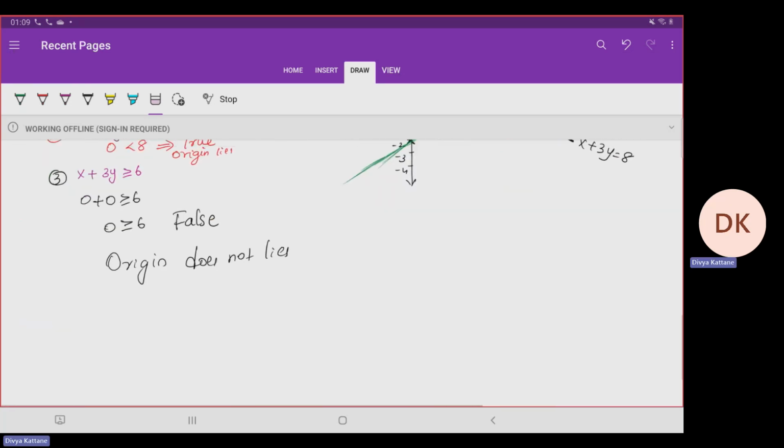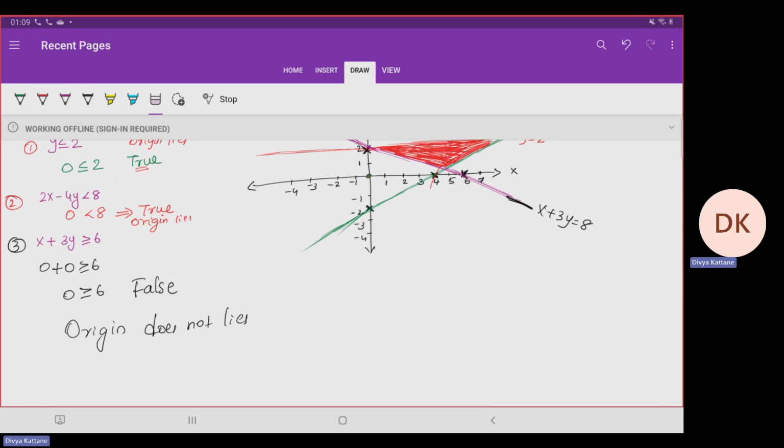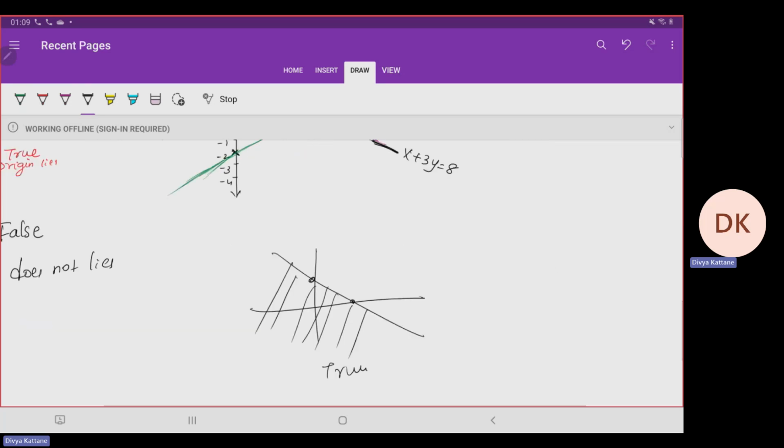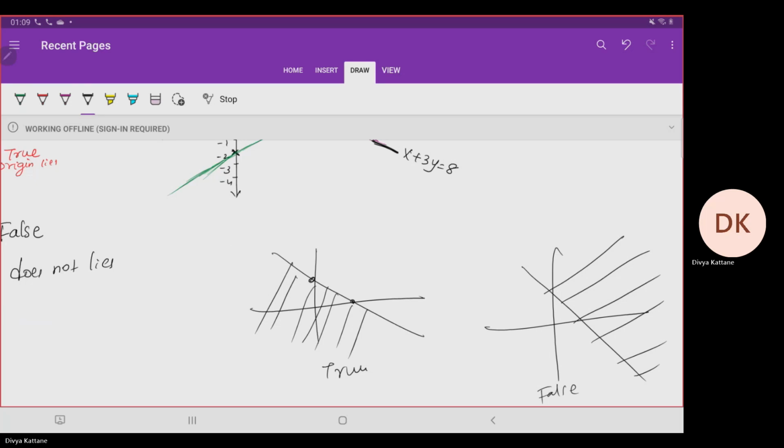So how you will test whether the origin lies or does not lie is, look, if this is the line and the statement is true, check whether it is true or false. If it is true, I can take all the points down. And if it is false, I cannot take the points down. I need to take points up. So this is how you will draw the graphs of inequality.